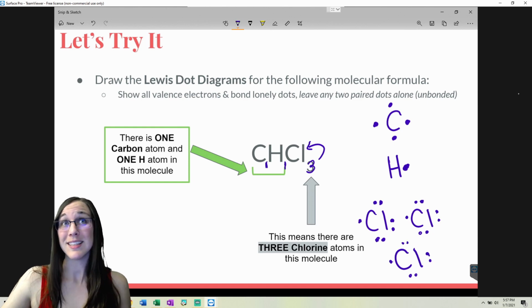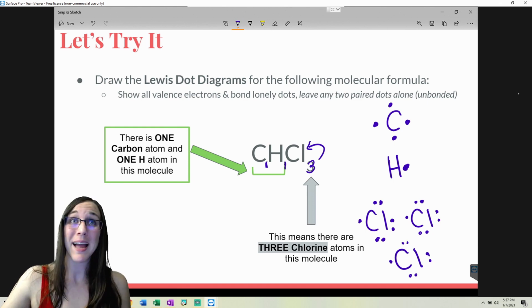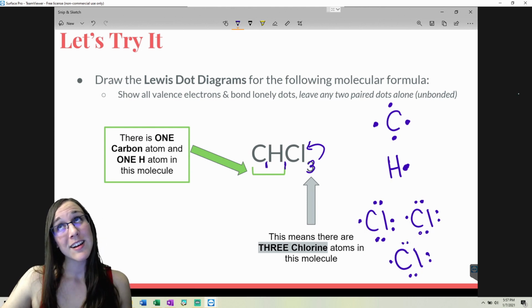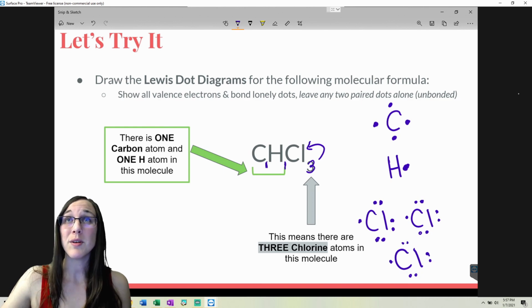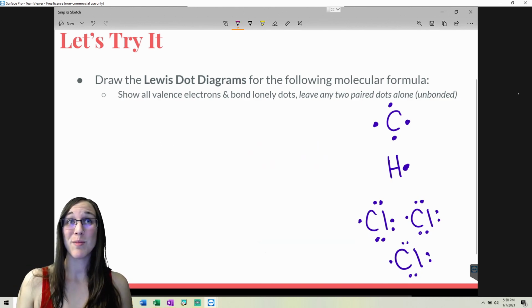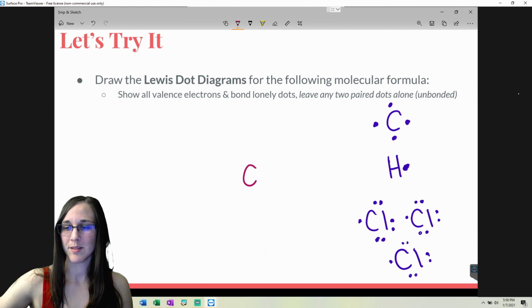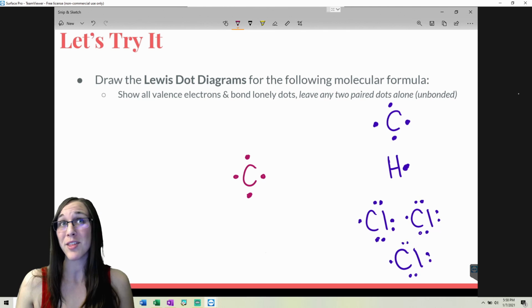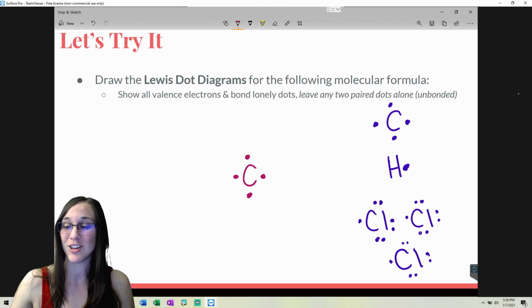Now we need to put the least electronegative atom in the middle, minus hydrogen because it's the exception. Between carbon and chlorine, carbon is the least electronegative between those two. So we're going to put carbon in the middle. All right, carbon goes right in the middle. We know we're going to have to pair up lonely electrons, and carbon has 4, so I might as well start arranging my other atoms around it in a way that the lonely electrons could get together.